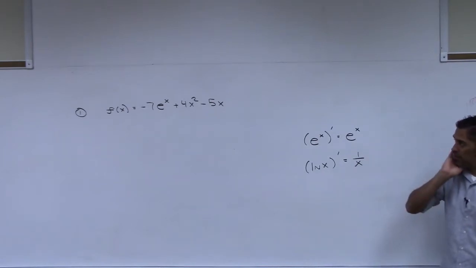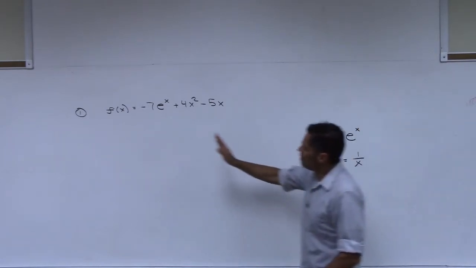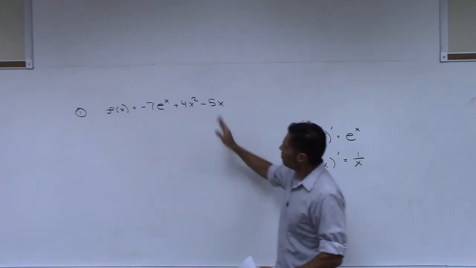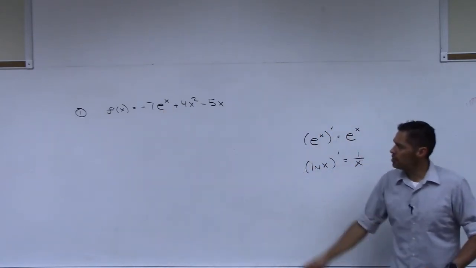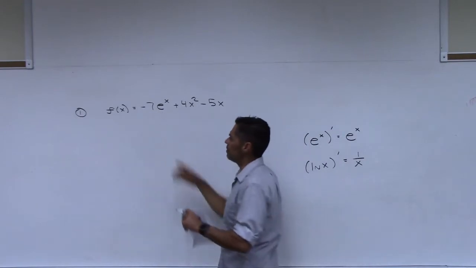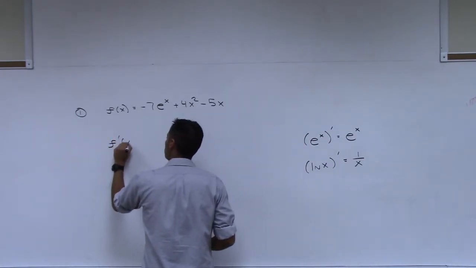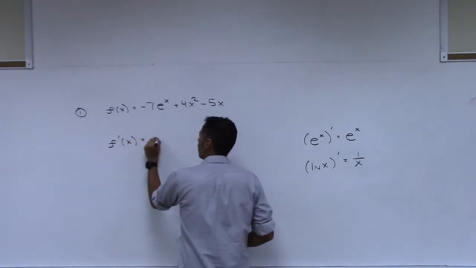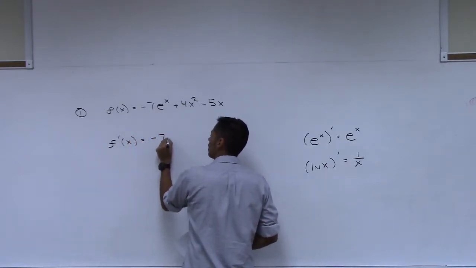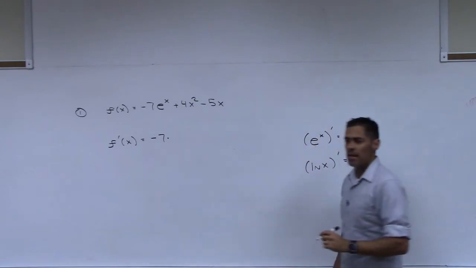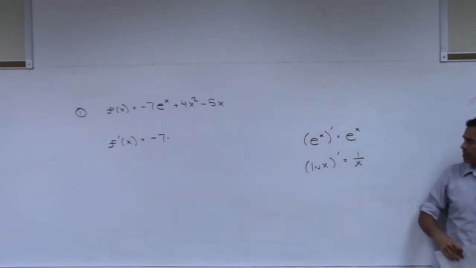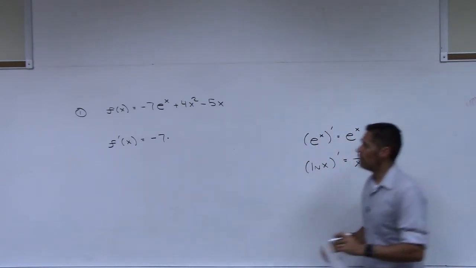That's what we did in this section. So we're going to go through this and take the derivative. There are three terms. So what's the derivative of that first term right here? What do you do with that negative 7? Just bring it along, right? Because it's attached to the e to the x. So negative 7 comes along, then the derivative of e to the x is itself. So e to the x.